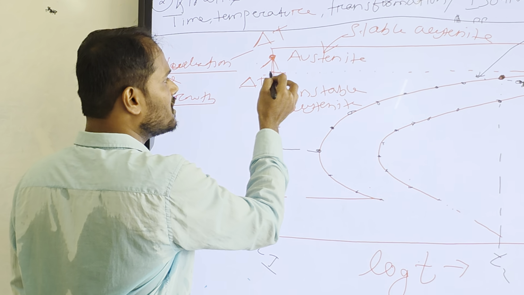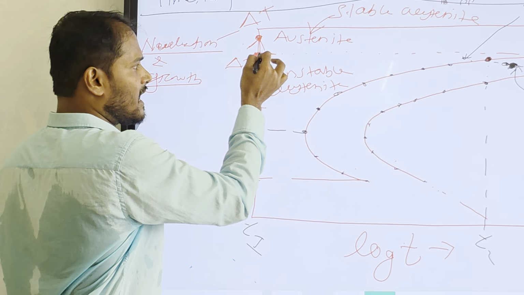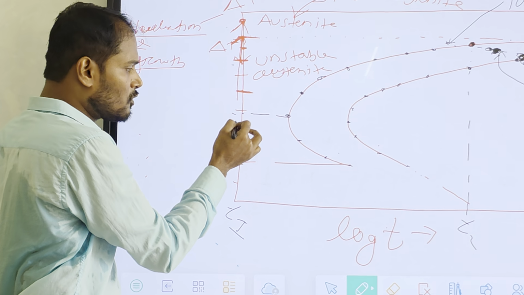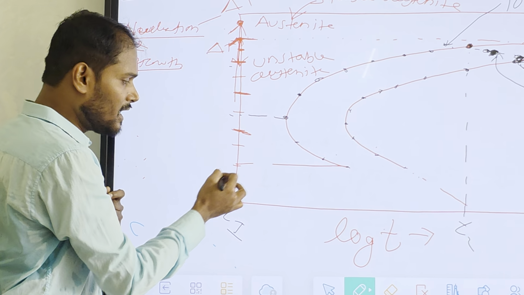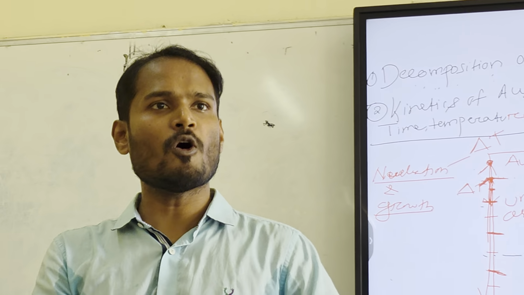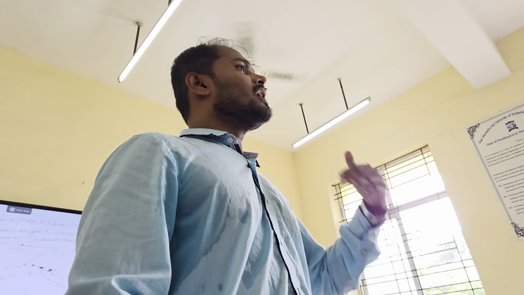Or you can say from here to here also, no issue. Because up to this it is austenite, so no issue. This gap. Suppose you are cooling at this temperature. So that means more undercooling. You are holding at this temperature. So undercooling is more. The more you go below the A1 temperature, the more the undercooling. And that undercooling will decide the rate of nucleation. So higher the undercooling, higher the rate of nucleation. Okay, is it clear? Higher the undercooling, higher the rate of nucleation.